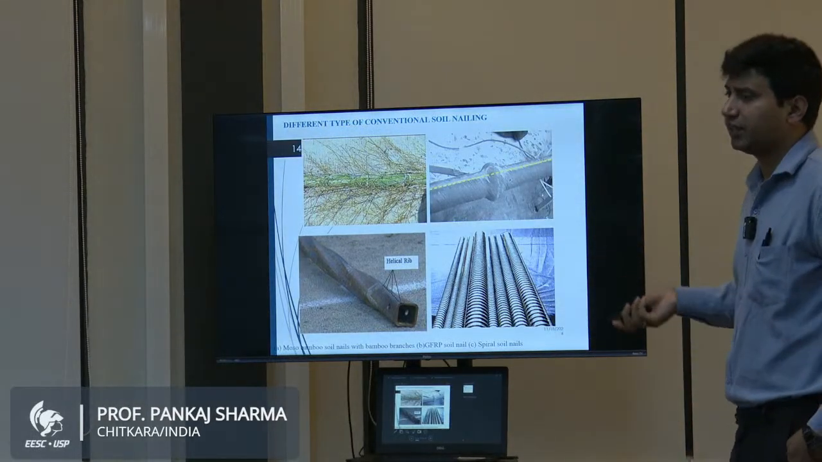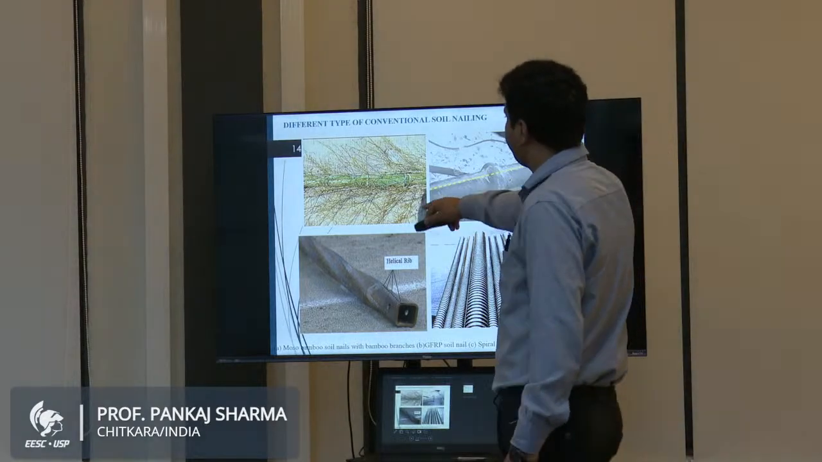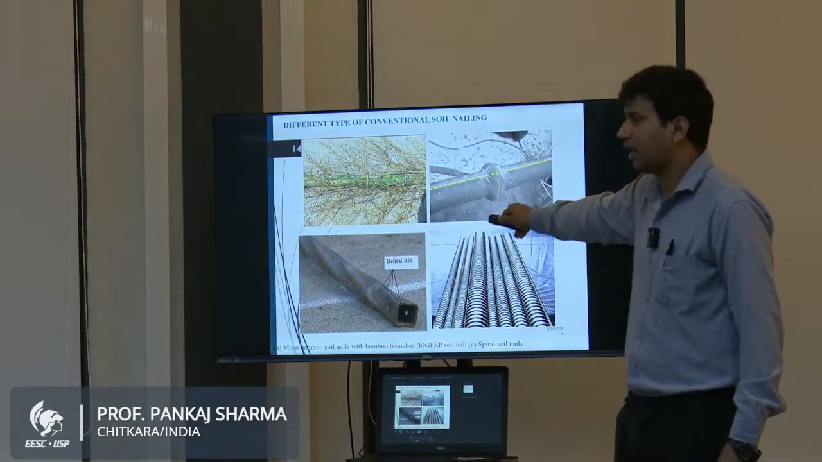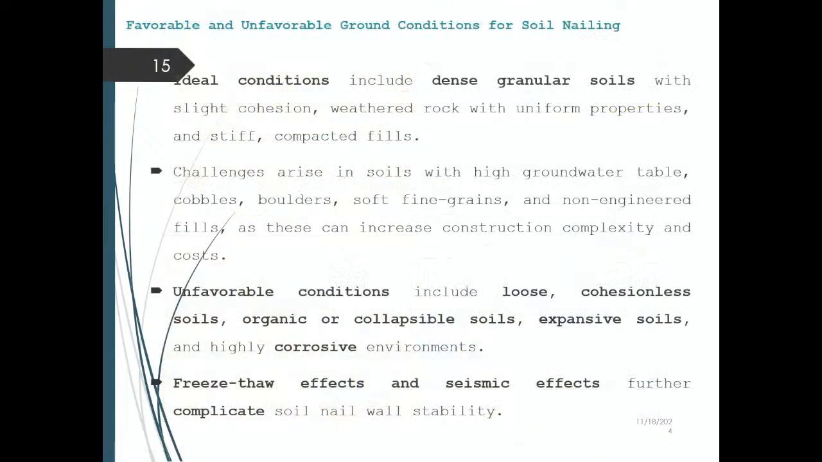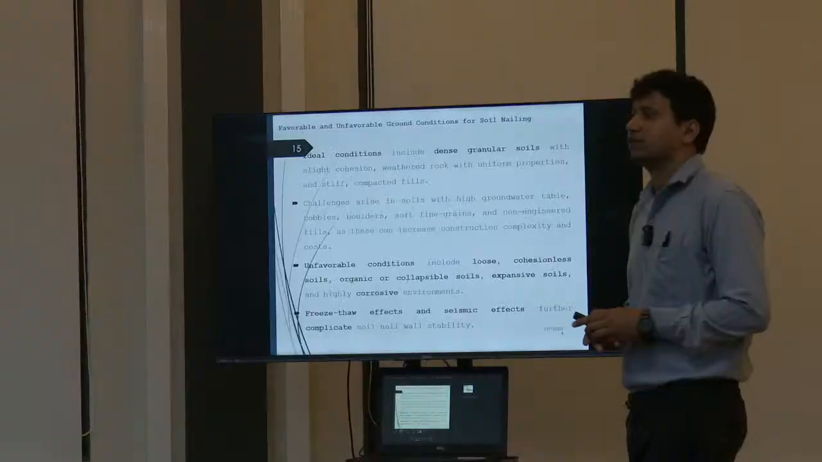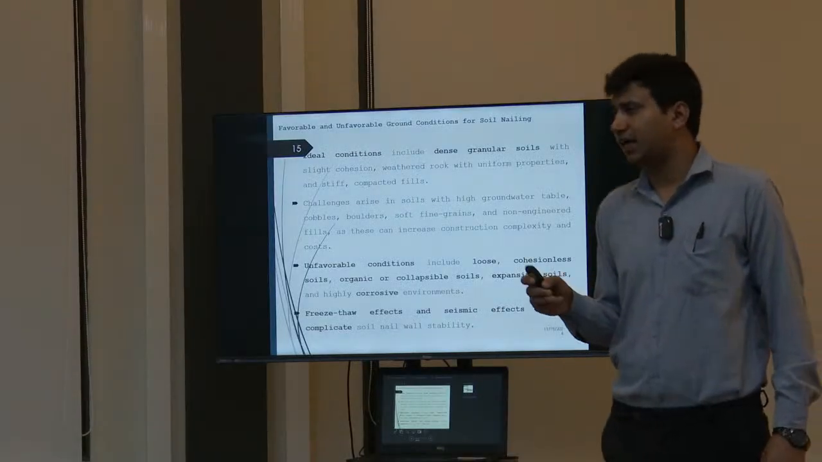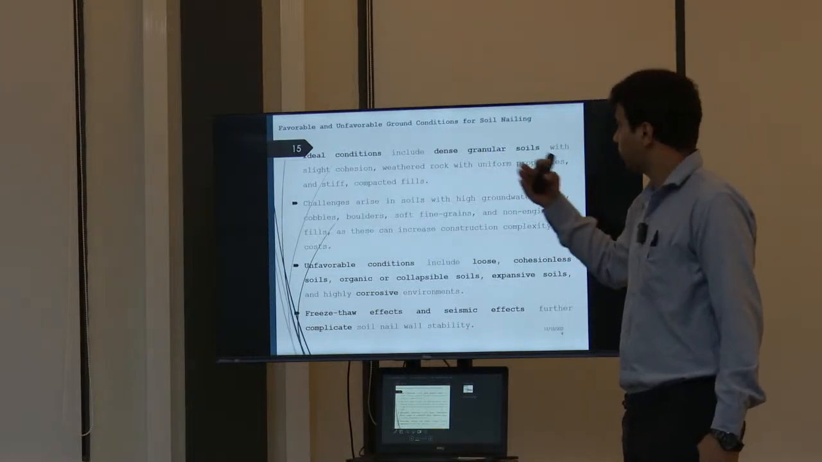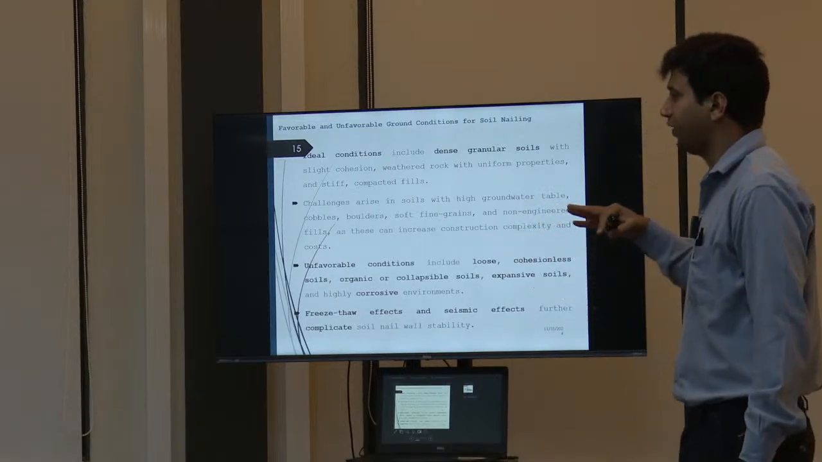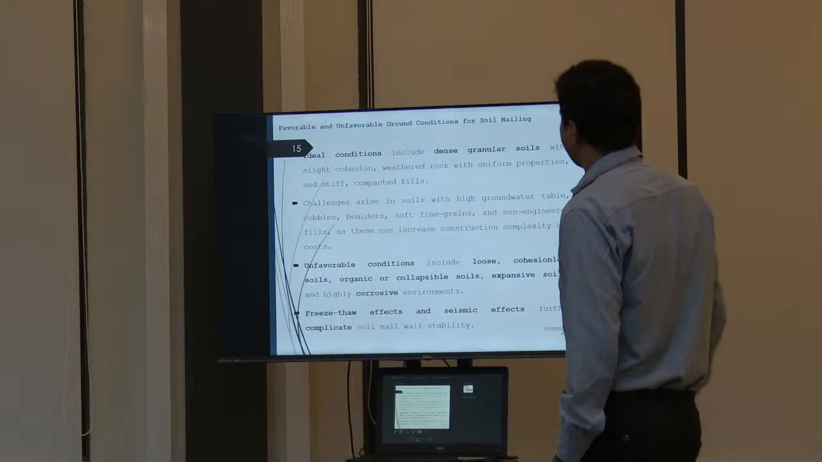So, the different conventional nails people have used in history. Initially people started from a bamboo stick, then here's a glass fiber reinforced polymer, and here's a helical rib rod and the rod with a rough surface. These were the initial soil nails people used in the past. So we have to discuss the favorable conditions. Normally the ideal condition for the soil nail is considered to be dense sand, which is not always there, but it is considered the most ideal fit, you can say the most favorable condition for soil nailing.